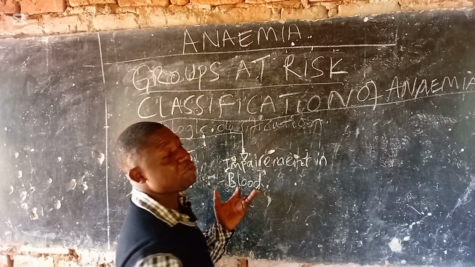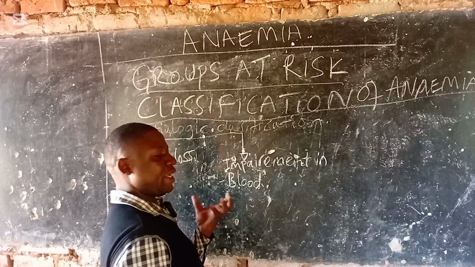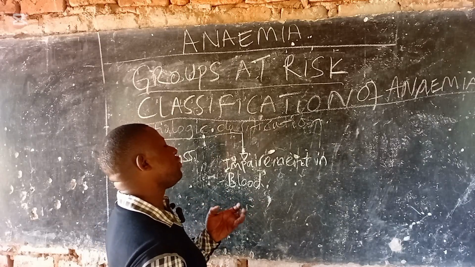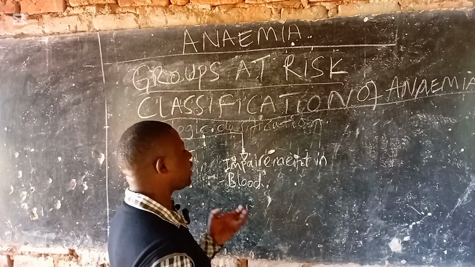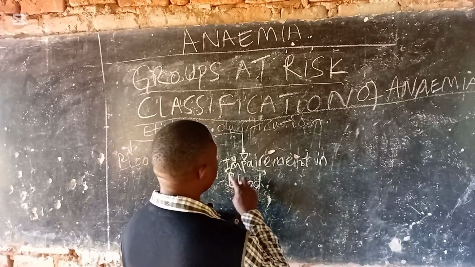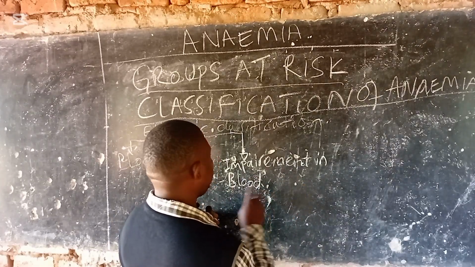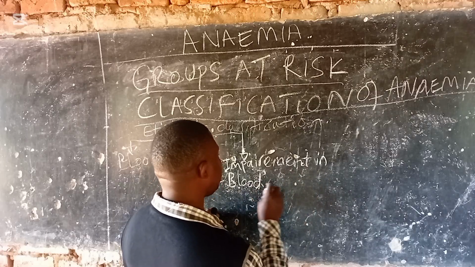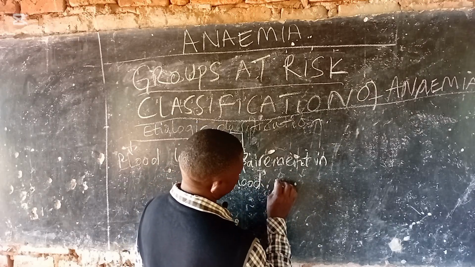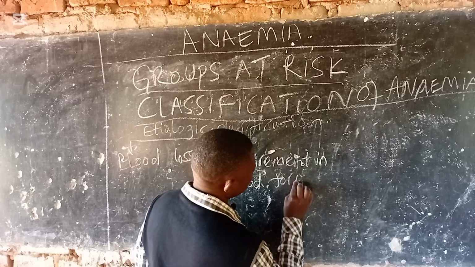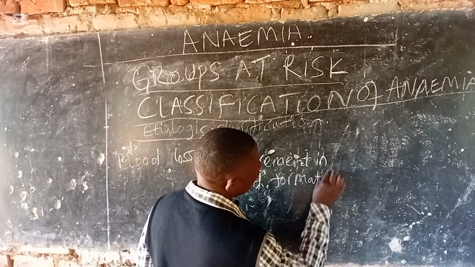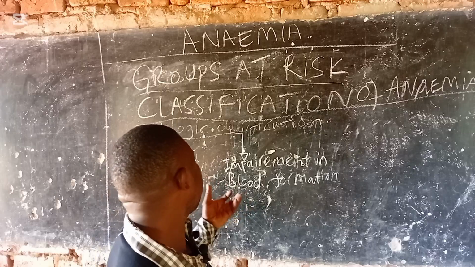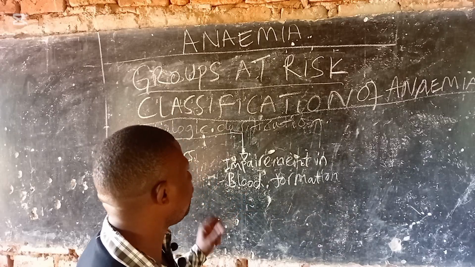The problem might be in the store, in the factory where the blood is being manufactured. So impairment in blood formation: the problem might be where the blood is supposed to come from.